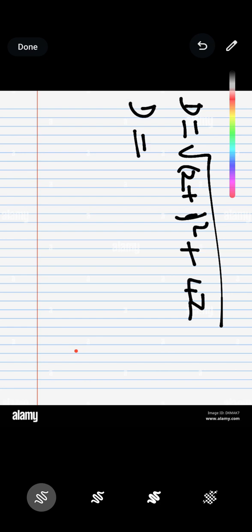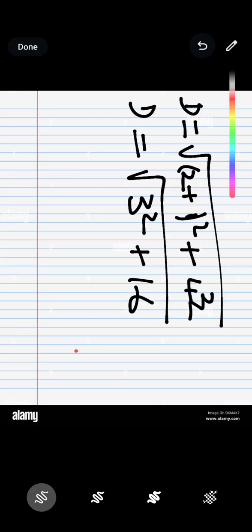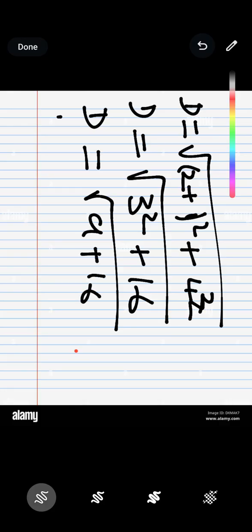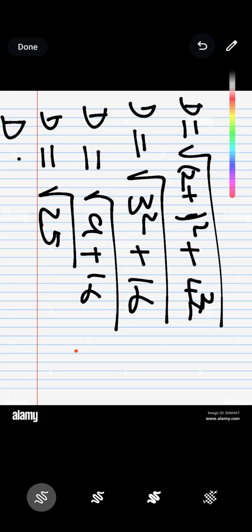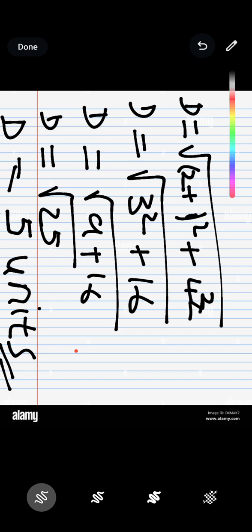So distance is equal to square root of 2 plus 1 is 3 squared plus 4 squared, it's 16, right? So distance is equal to 3 squared, it's 9, plus 16. Distance is equal to square root of 9 plus 16, 25. So distance is equal to square root of 25, it's 5. Okay, so you have to put the word units. That's all about distance. It never gets complicated.